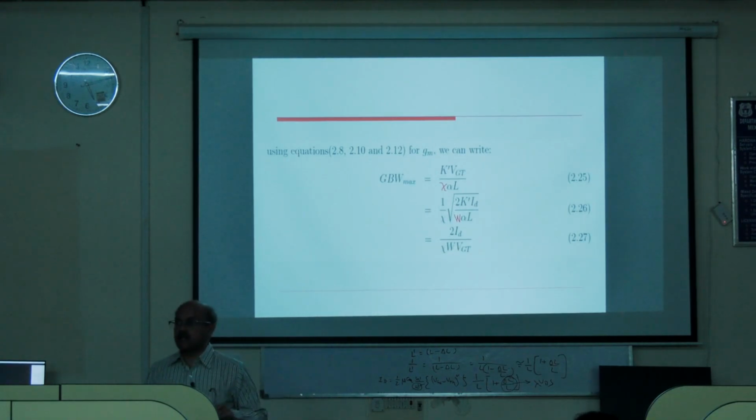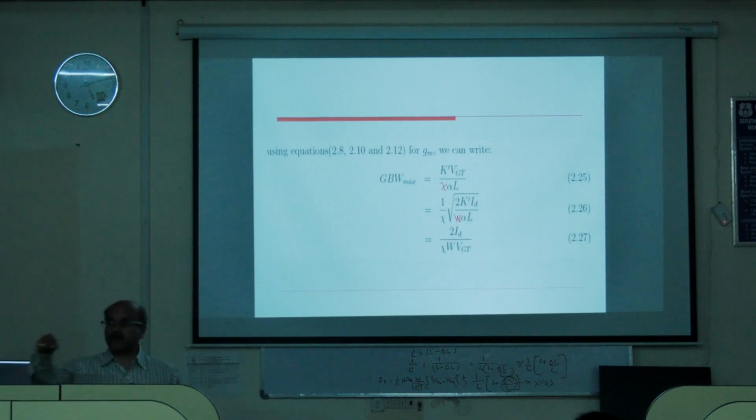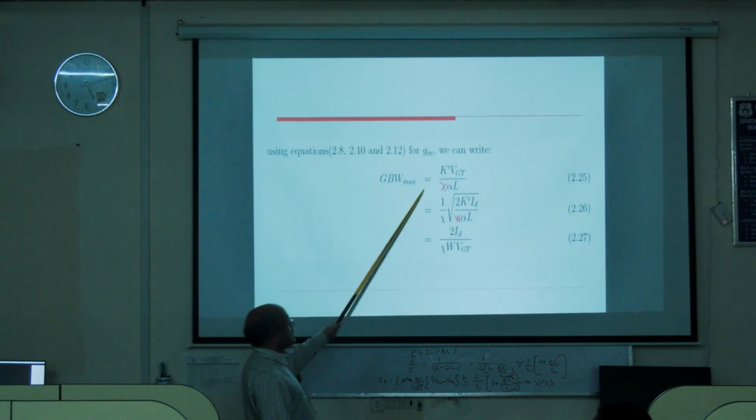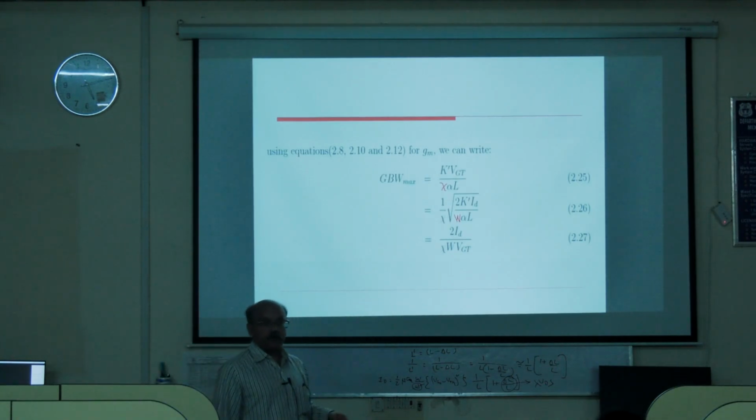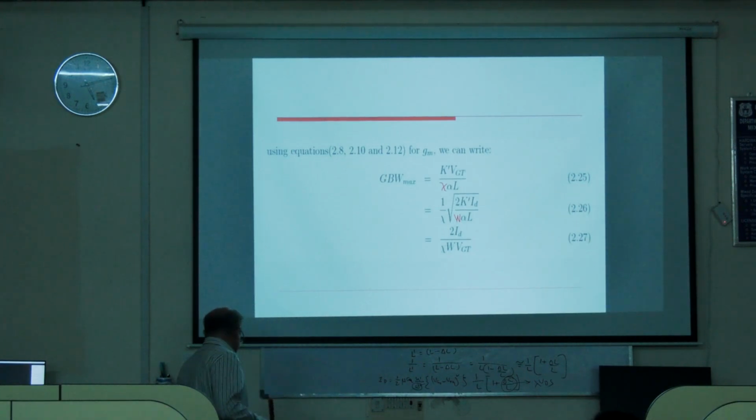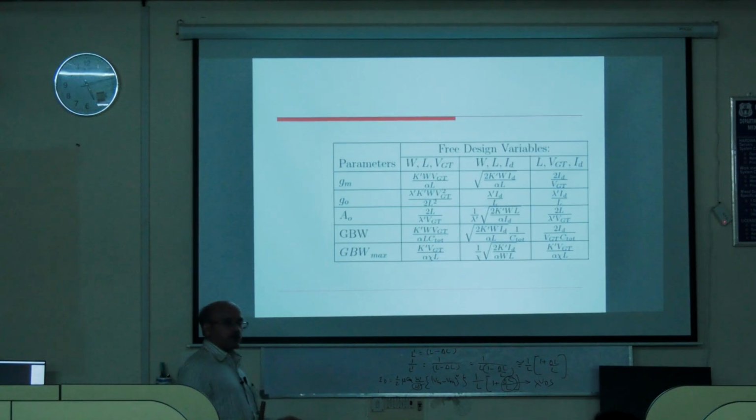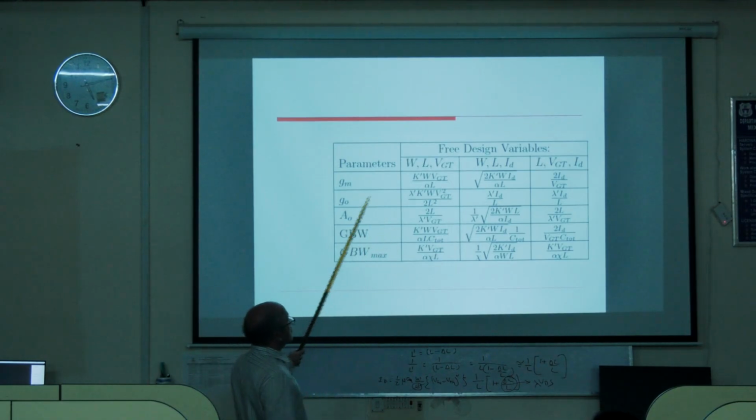You can calculate this for all the three styles. Please make a note of this slide. You have to change the equation numbers and remove all these things. This is the GBW for all the three different styles. Here you can tabulate all this for all the three styles, right?